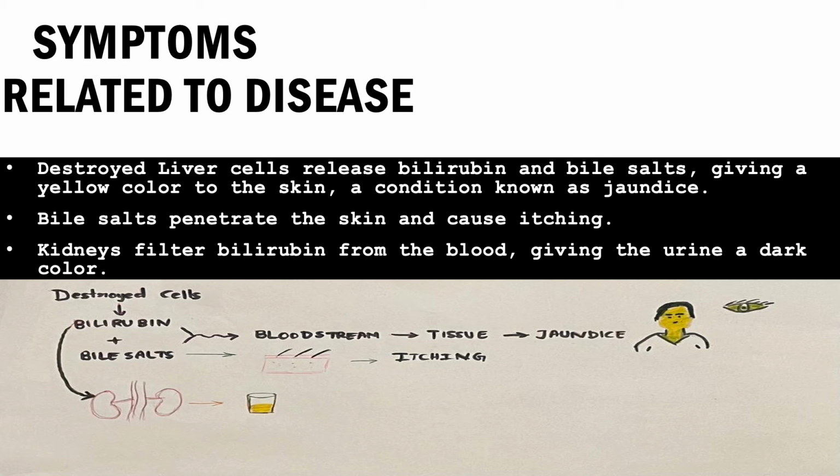Symptoms related to the disease. The destroyed liver cells release bilirubin and bile salts into the bloodstream. They fill the tissue and give a yellow color to the skin and lead to a condition known as jaundice. The bile salts also penetrate the skin and cause itching. The kidneys filter extra bilirubin from the blood and excrete it in the urine, giving the urine a dark color.